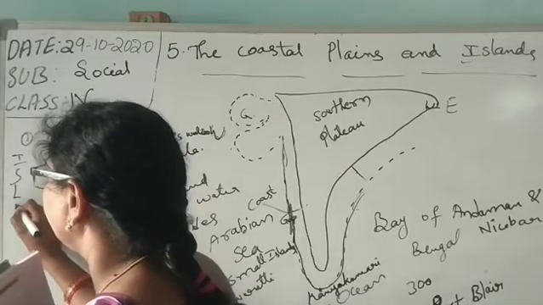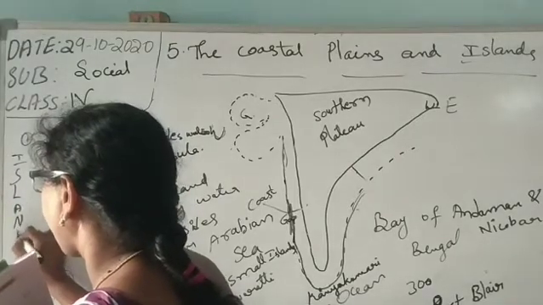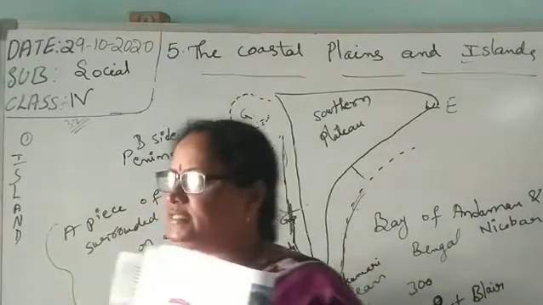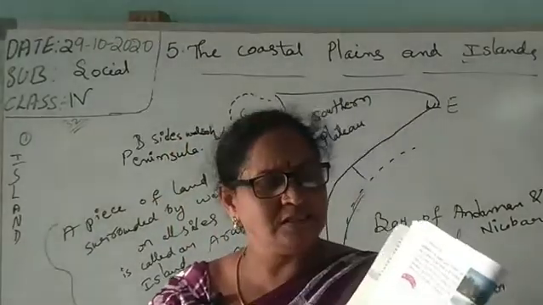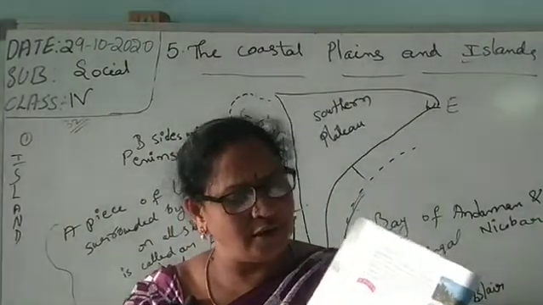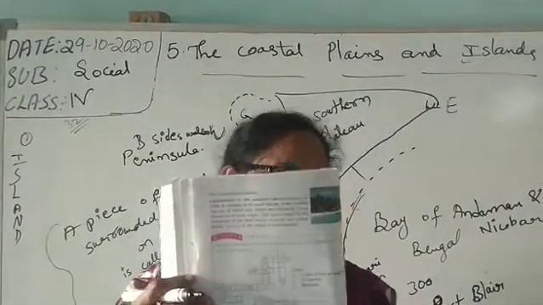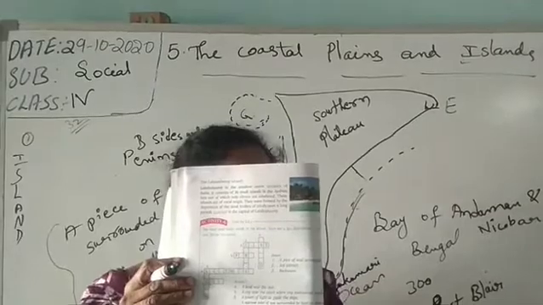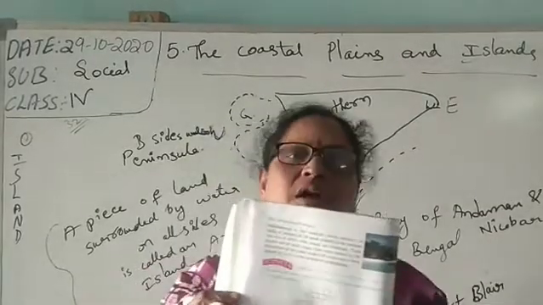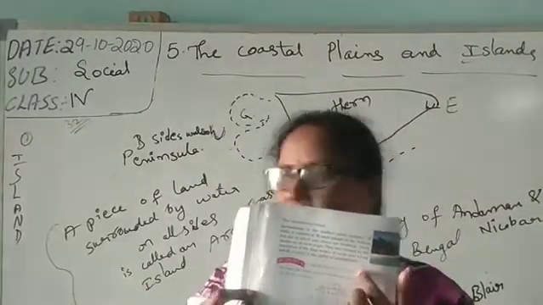Island. First one is the island. A piece of land surrounded by water on all sides is an island.